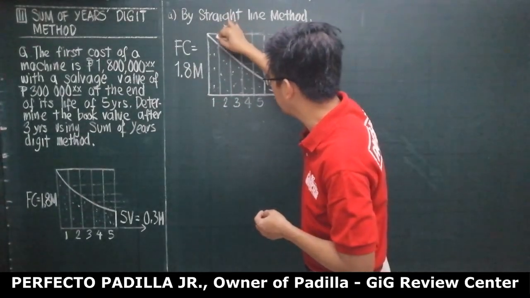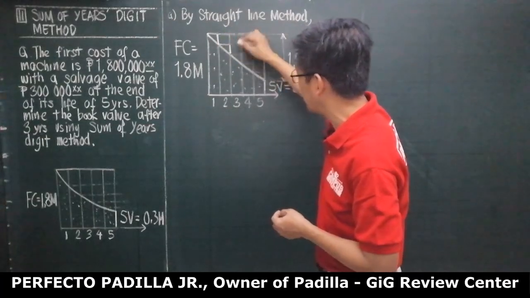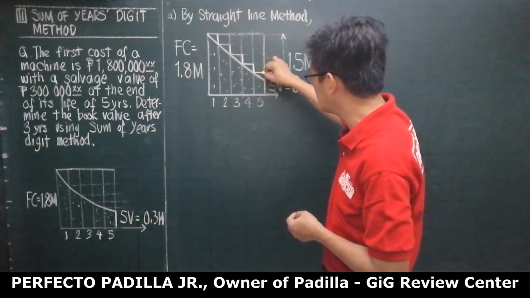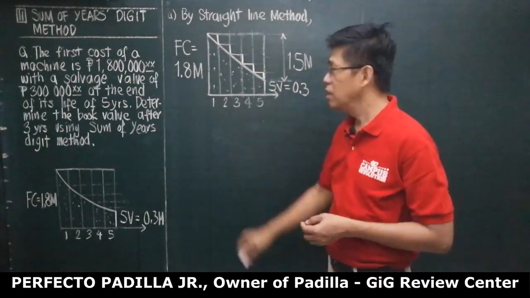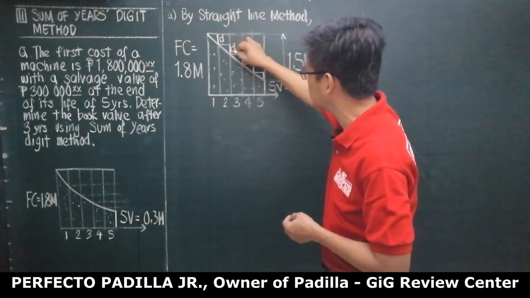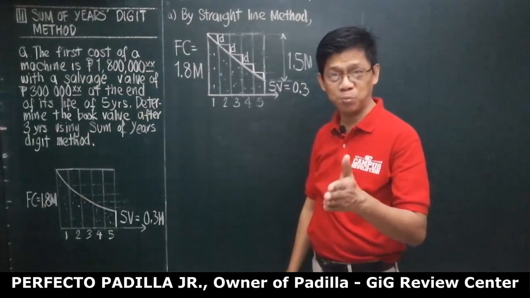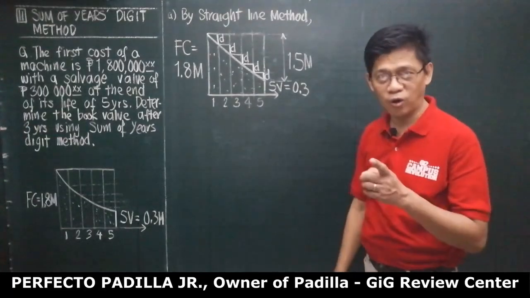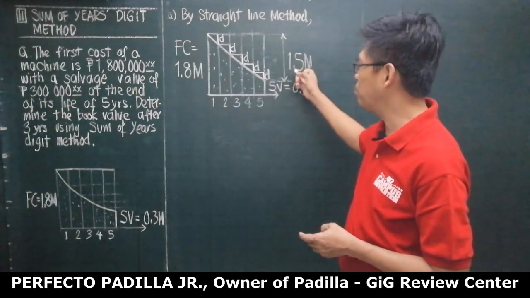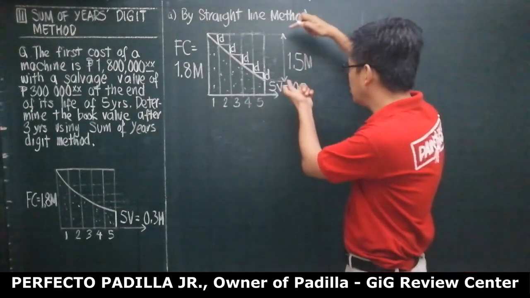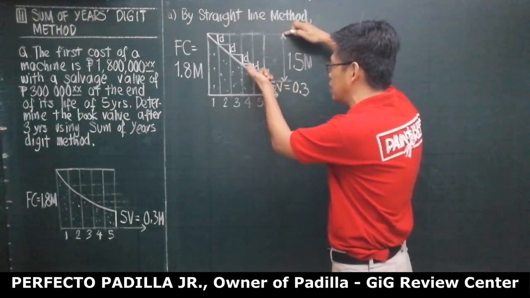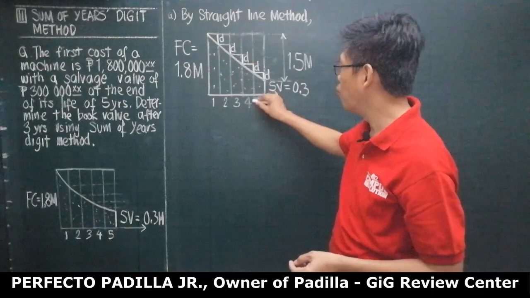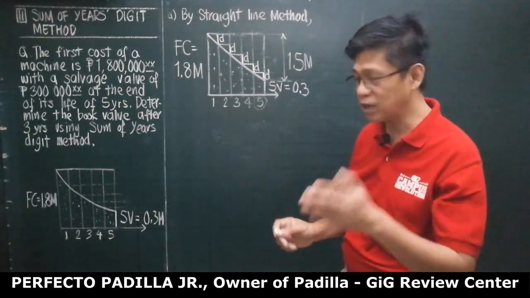So this is the share of the first year. This is the share of the second year. This is the share of the third year. This is the share of the fourth year. This is the share of the fifth year. Meaning, the annual depreciation charge or expenses, or simply annual depreciation, are equal. So, all of them equal 1.5 over 5. This 1.5 is distributed equally among all of them. And the distribution factor is 1 over 5. You get it? Let me repeat.